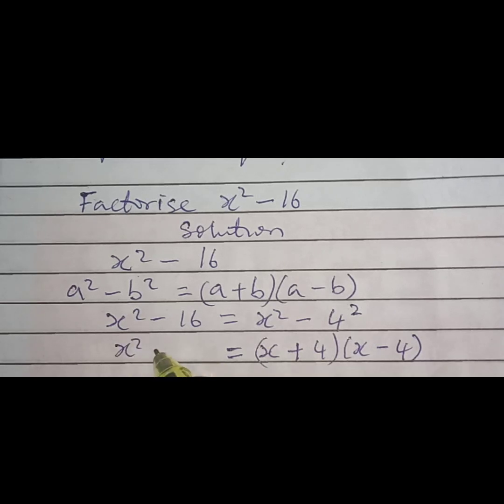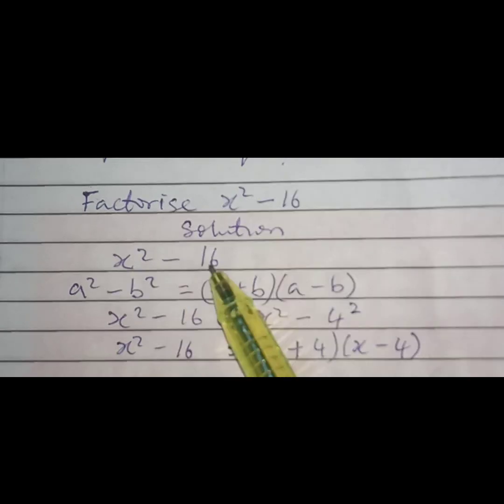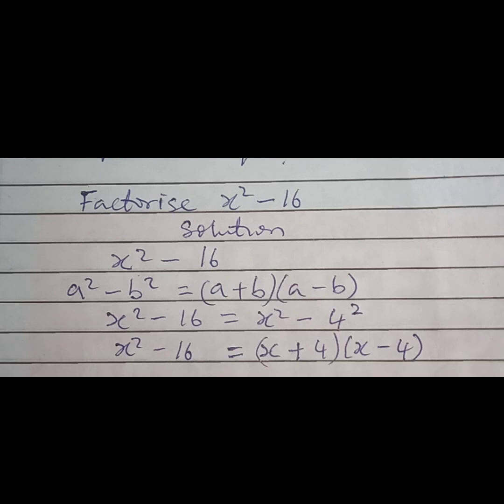So we have that x squared minus 16 is equal to x plus 4 times x minus 4. So this is the answer to this question. So whenever you have any difference of two squares in this form, the answer is always x plus 4 times x minus 4. So you follow the general rule for difference of two squares.